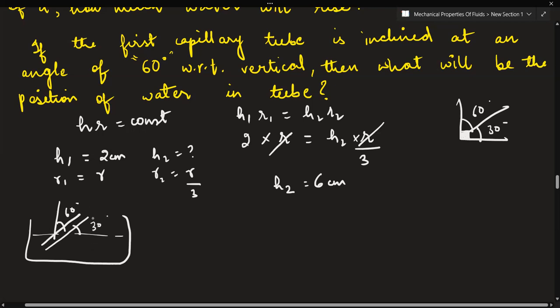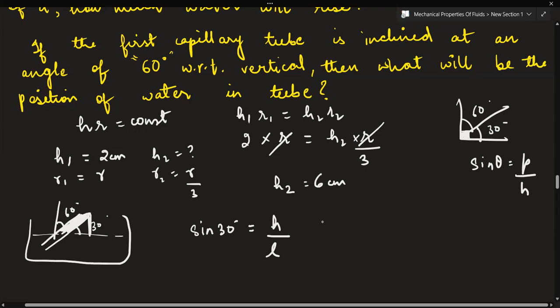This is 30 degree. Now see, if you take sine theta, means if you take sine 30 degree, sine theta is perpendicular upon hypotenuse. So perpendicular is this, and this is our height h by hypotenuse. Hypotenuse is the length, this length. This is the length only. So this is L. Now see, we have to find the length L. What will be the position of water in tube?